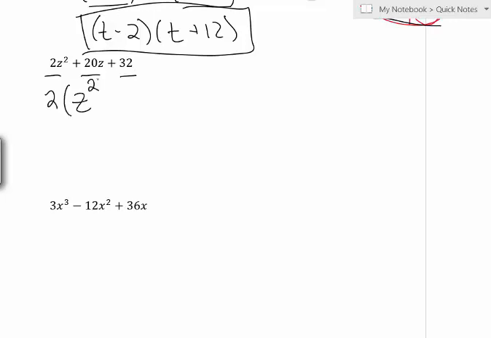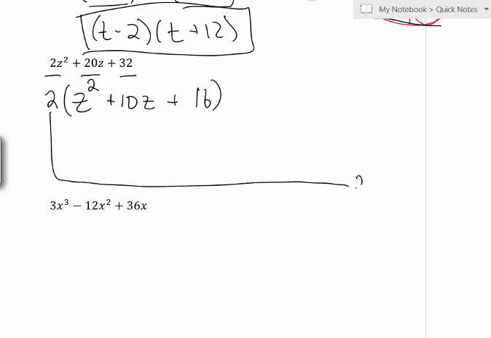So we factor a 2 out of all of these terms. Now we have a 2, there's a z squared, there's a 10z, and 2 goes into 32, what's that, 16 times? Okay. So now I'm going to bring this 2 down all the way over here. I don't want to forget about it, but it's going to be part of my final answer, okay? So now I'm just going to look at z squared plus 10z plus 16.